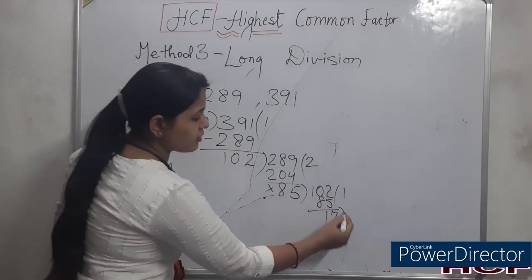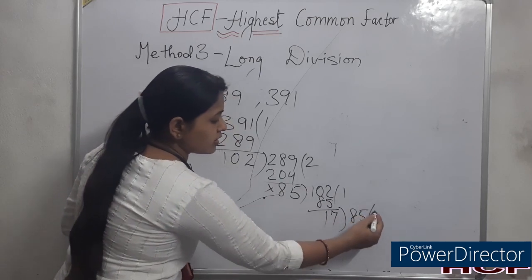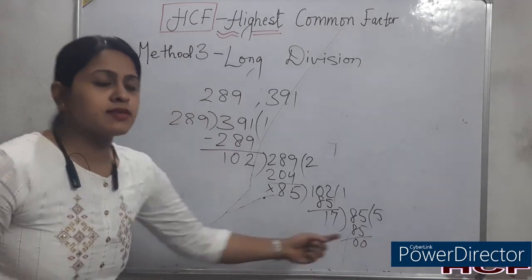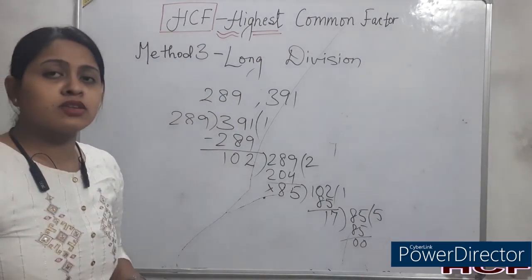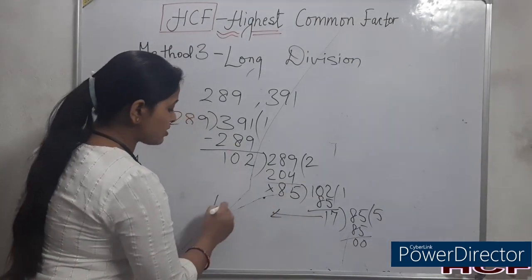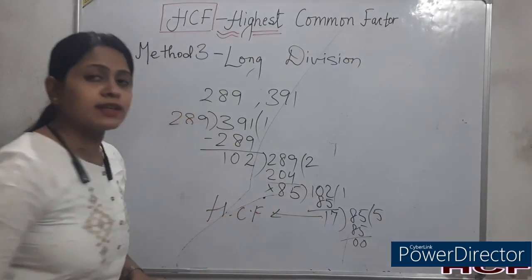Now take 85 as the dividend. 17 into 5, which is equal to 85. Our remainder is 0. So as we get the 0 remainder by dividing from what? By dividing from 17. So here 17 is our HCF.